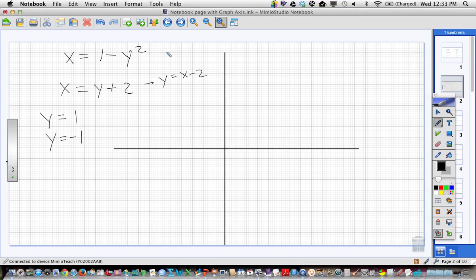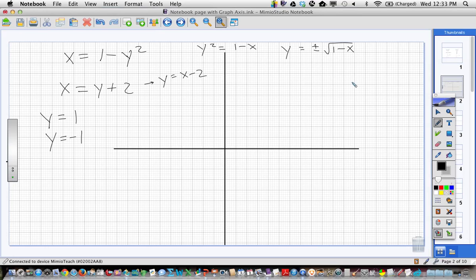Now, if I solve this one for y, what would happen? Well, if I add the y squared over to the other side, I'd have y squared. If I subtract the x, I get 1 minus x. Then I square root both sides. You cannot forget to do plus or minus when you do the square root. It would be nice if you could notice that this is a parabola.